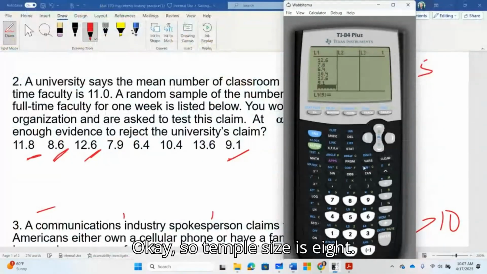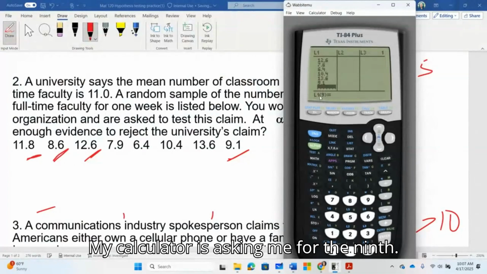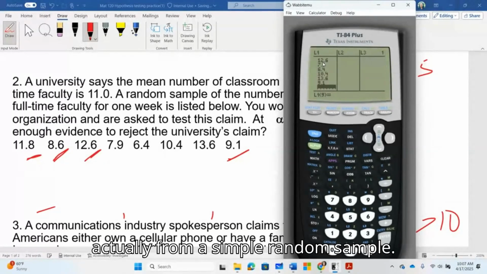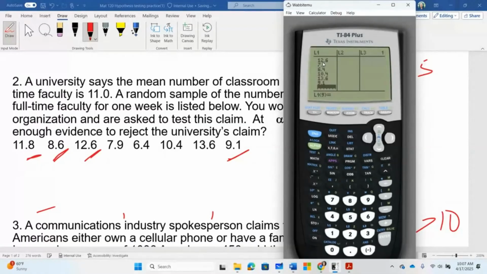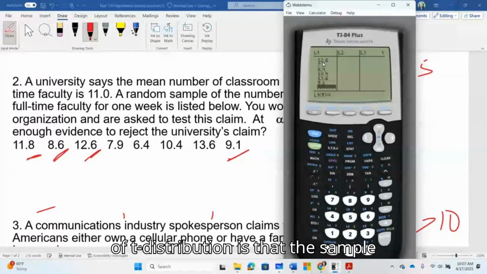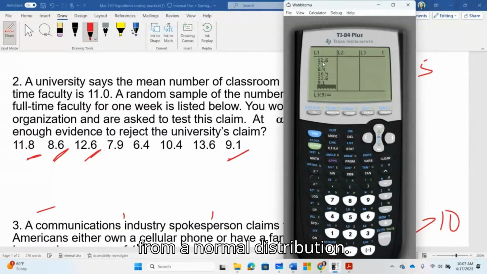Okay, so sample size is 8. My calculator is asking me for the 9th, which means I have enough data. This is the right one. I have to also eyeball what I entered. There doesn't seem to be any mistake. So the first thing I want to do is to draw a modified box plot to check and see if this data is actually from a simple random sample. Can I do inference? One of the properties of the t-distribution is that the sample you're doing inference with must be from a normal distribution.